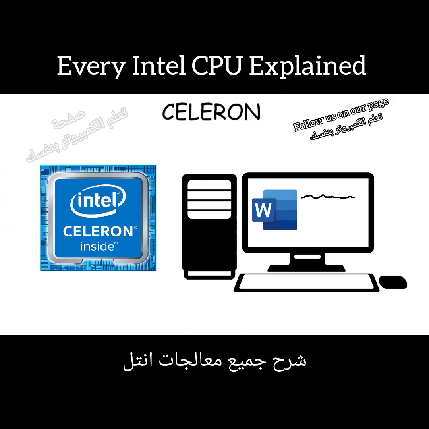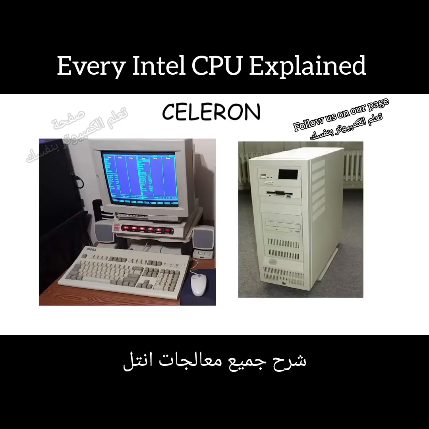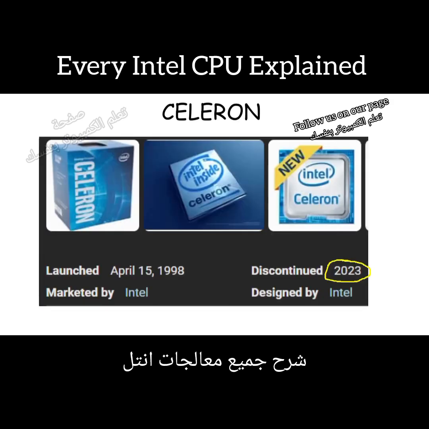Intel Celeron. Intel Celeron was Intel's weakest processor series that's literally made for really basic tasks like typing documents. It was mostly used in cheap laptops and office PCs back in the early 2000s, but Intel officially discontinued it in 2023 since nobody's really using this weak CPU anymore.